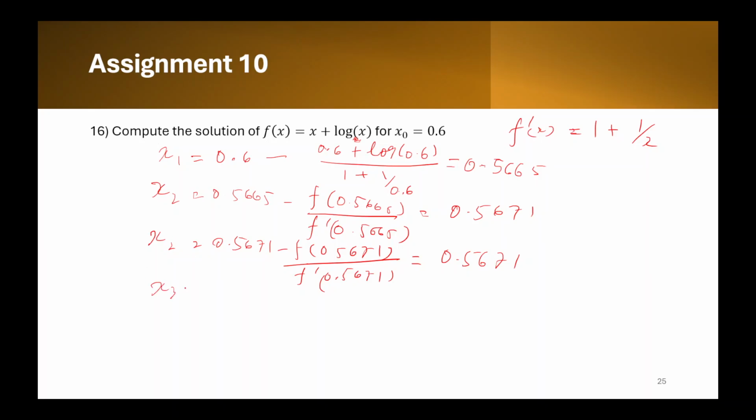Then x3 again is 0.5671. So we have stumbled upon the root for this function. So this is the answer.